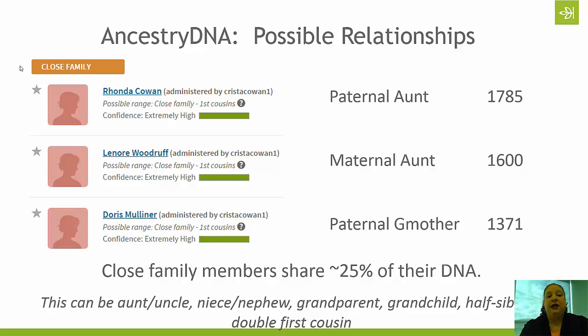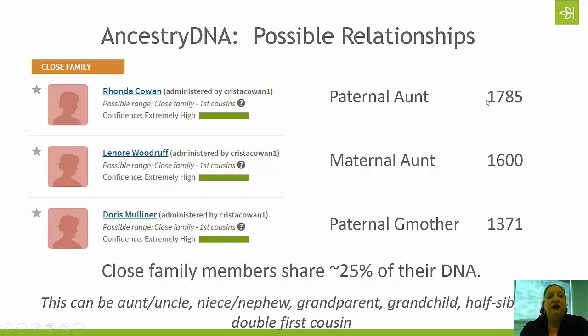In this case, I have had my dad's sister tested, my mom's sister tested, and my dad's mother tested. And so again, you can see I share about 25% of my DNA with each of these individuals, but that average, that swing is starting to get a little bit wider. It's almost precise with parents and children. With full siblings, there's a little bit of a range. As we move into close family, we start to see a little bit more of a range.